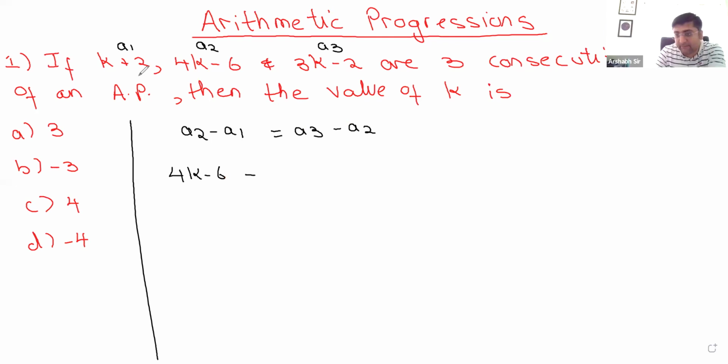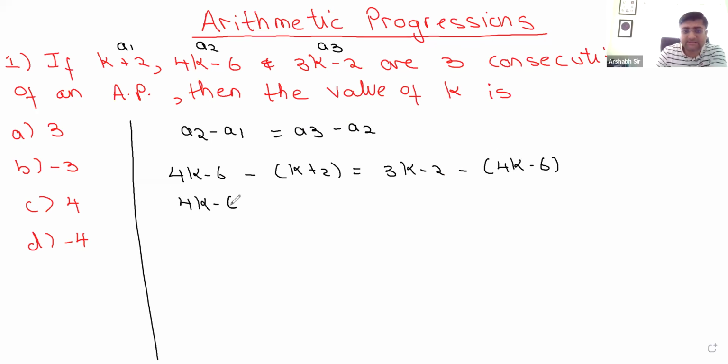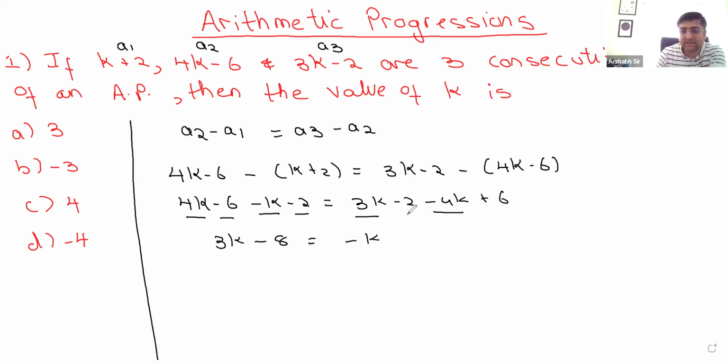तो बस 4k minus 6 minus k plus 2 is equal to A3 minus A2. Now remember बेटा, जब भी आप minus करो bracket लगाना मत भूलना. So from here we get 4k minus 6 minus k minus 2 is equal to 3k minus 2 minus 4k plus 6. 4k minus k is 3k, minus 6 minus 2 is minus 8. 3k minus 4k is minus k, minus 2 plus 6 is plus 4.